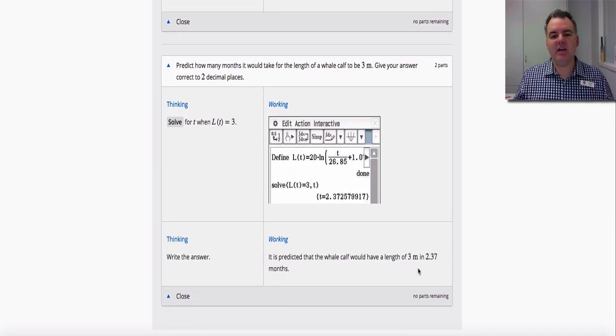So that's some basic idea of how you would use a log formula in context in a real life situation, and it's kind of similar to what we've done with other functions, but this one particularly to do with logarithms.